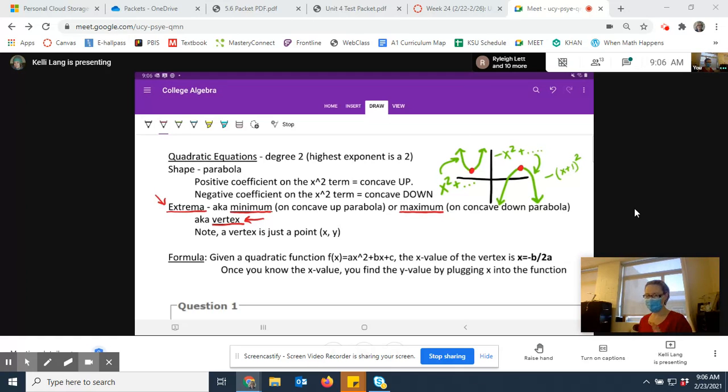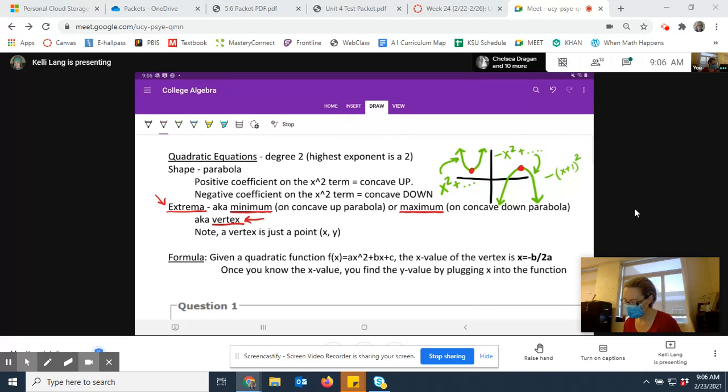Okay, so the word we're going to try to use probably most often in this class is vertex when we're dealing with quadratics, because the vertex is a very special point. So we're still talking about the same point here. The vertex is this red dot that I put on both of these pictures. But there's a nice, neat little formula that can help us find the vertex of a quadratic very easily.